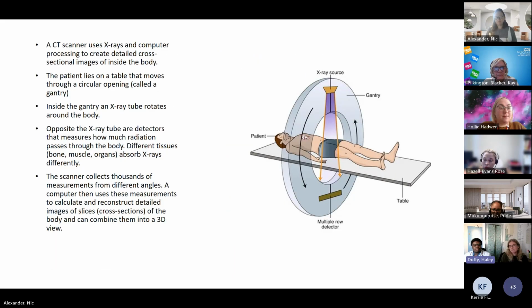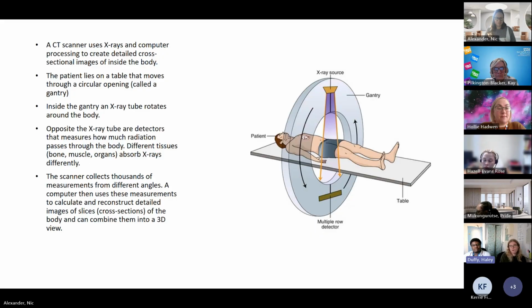Right, so a little bit of science. I'll try and keep this nice and quick. So the CT scanner uses X-rays and computer processing to create detailed cross-sectional images within the body. So the patient lies on the table and it moves through the circular opening, which is called the gantry. So inside the gantry, there is the X-ray tube, which is like a normal X-ray tube, but then there's a row of detectors around it as well. And within that, it spins and the patient moves through as it spins.